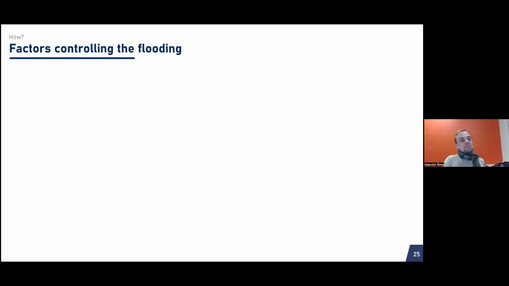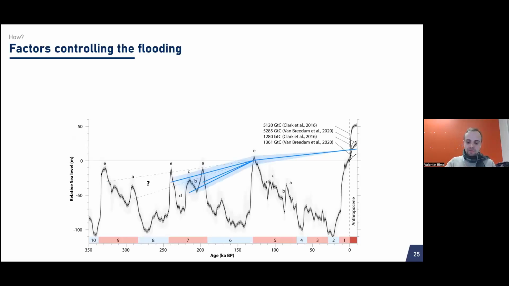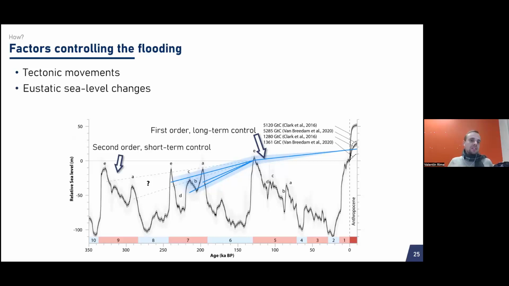We can now ask questions about the factors that are controlling this flooding of the basin. And we can do this with the graph that I've shown you before. It's obvious that the first order long-term controls are tectonic movement, the uplift of the margin, the subsidence of the central part of the basin, and that eustatic sea level changes form a second order, shorter term, high amplitude, high frequency control. But there are also other things.